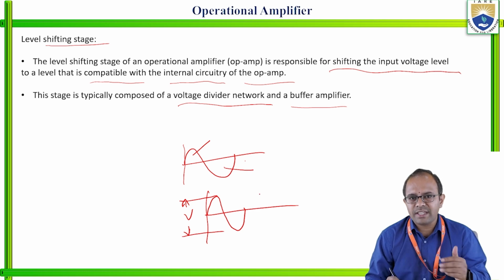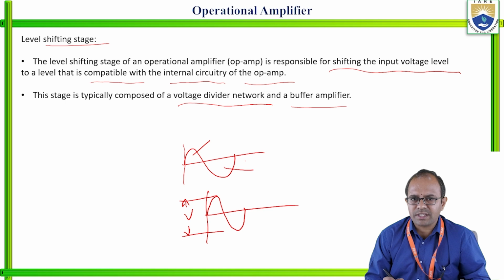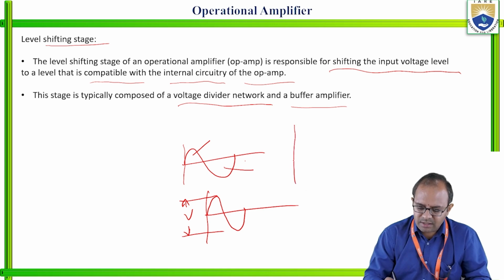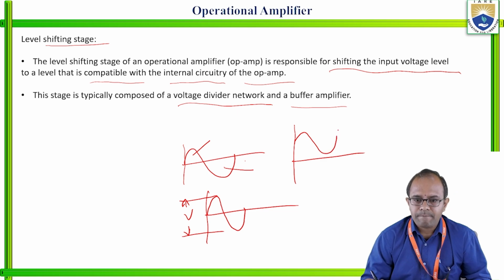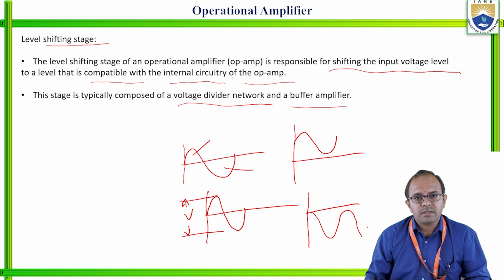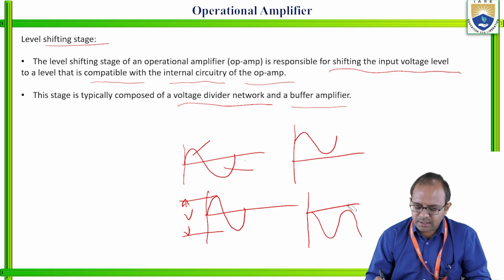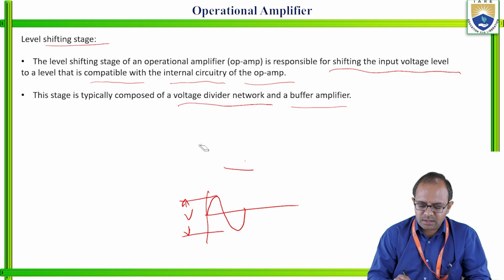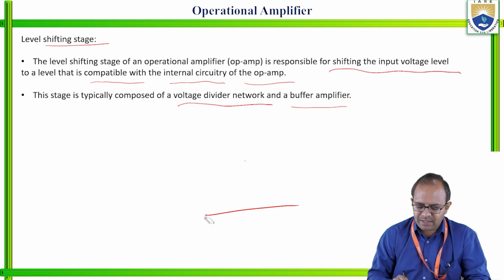What is meant by level shifting here? I want to shift this signal above the origin, or I want to shift the signal below the origin. Both are possible, right? You may shift the sinusoidal signal either above the origin or below the origin. This is nothing but level shifting. This is just a brief about level shifting.